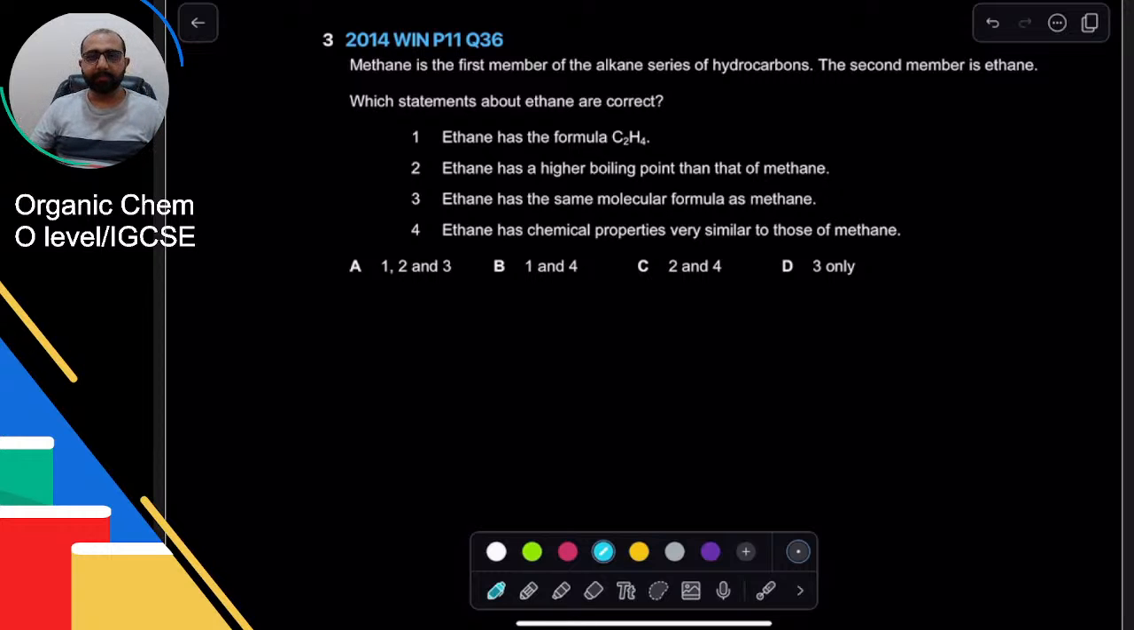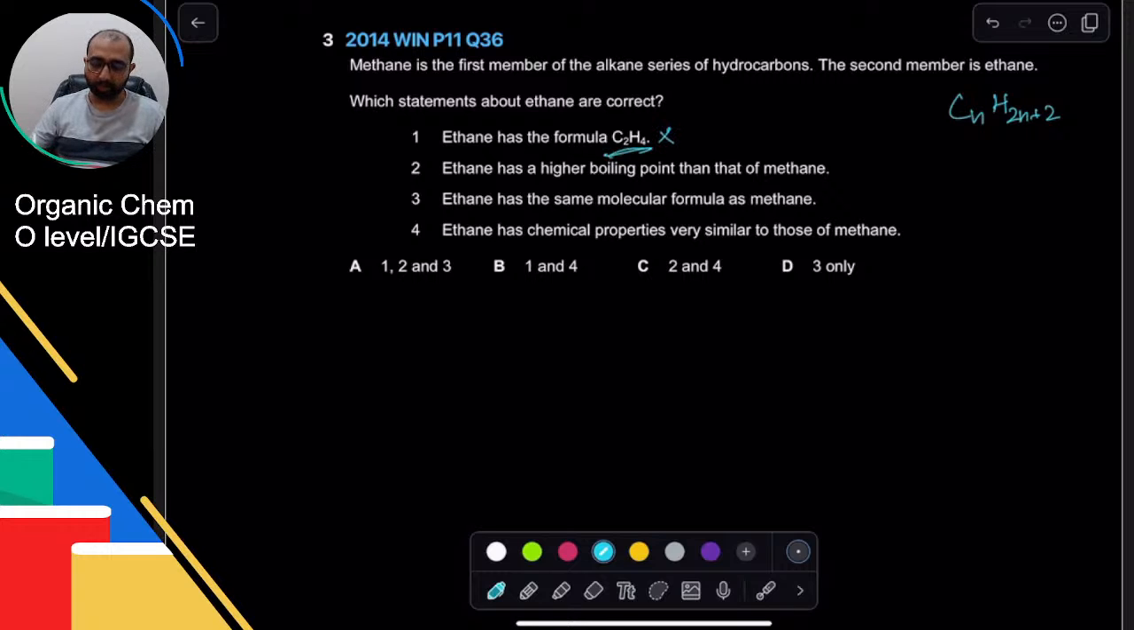Okay, methane is the first member of alkane series of hydrocarbons. Okay, the second member is ethane. Which statement about ethane is correct? Ethane has the formula C2H4. Now pay attention. This is ethane, which means it is going to follow CnH2n+2. So it's not following that. That is ethene. So this is wrong.